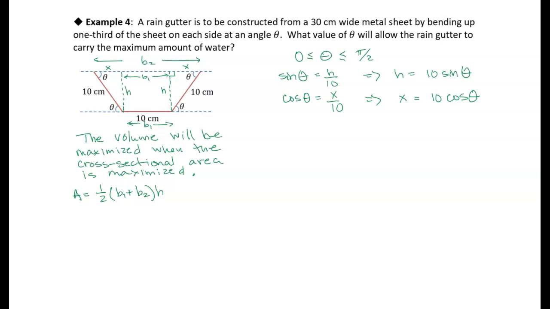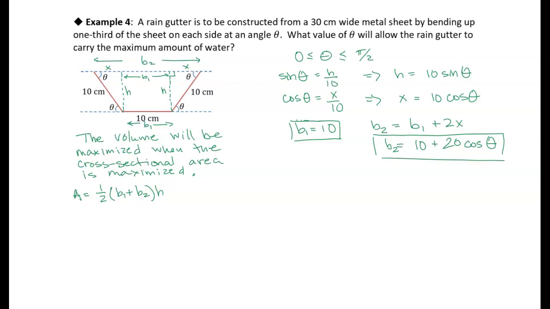Okay, so now I can find that b1 is just given, that's just 10, right? And b2 is just going to be b1 plus 2 of these x values on either side. So I can express b2 as 10, because that's b1, plus 20 cosine of theta. Okay, so now I have an expression for b1, an expression for b2, and an expression for h in terms of theta. So I've got everything I need to plug into my expression for area.